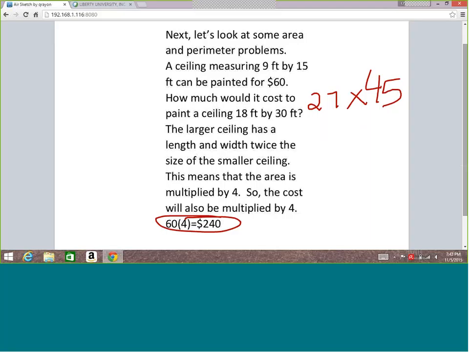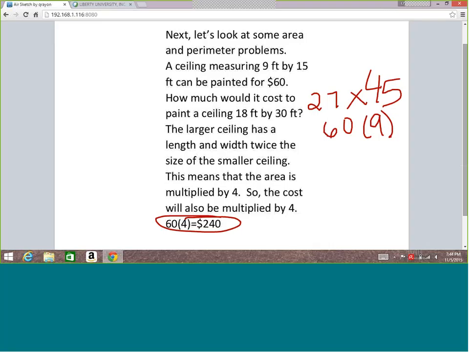So that means the length is times 3 and the width is times 3, so the area would be times 9. And if you were going to triple each side, then you would have to take the area, which is $60 for the area, times 9. So, because $60 deals with area, it's the area to be painted.